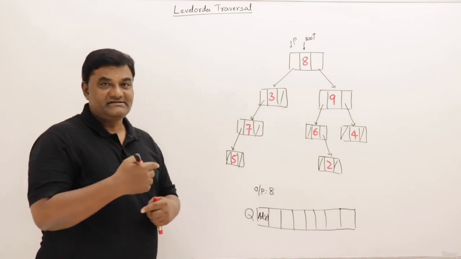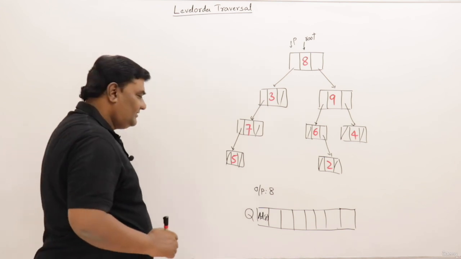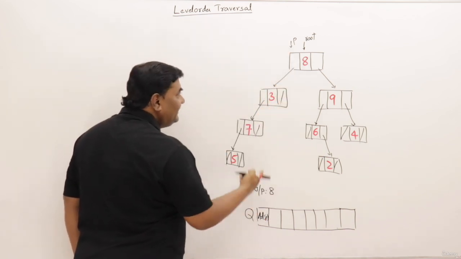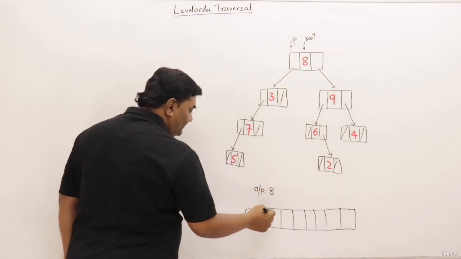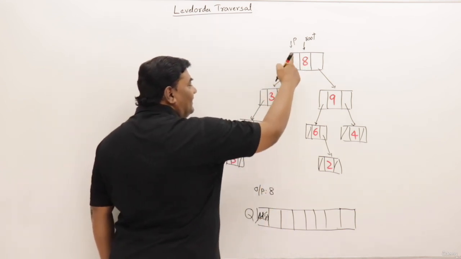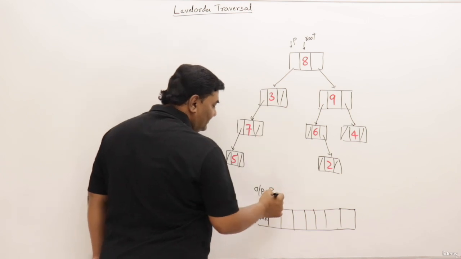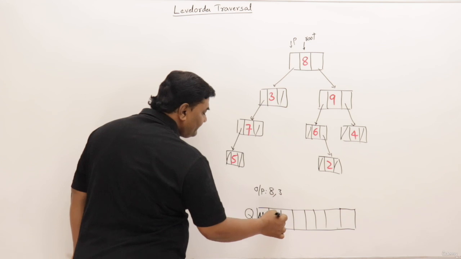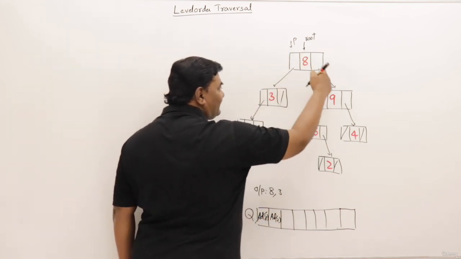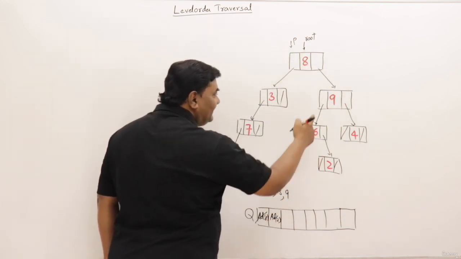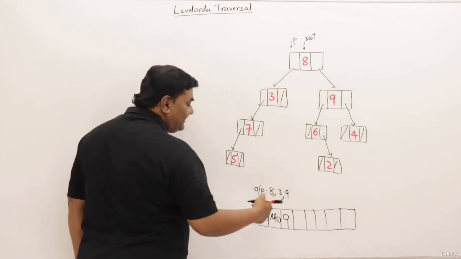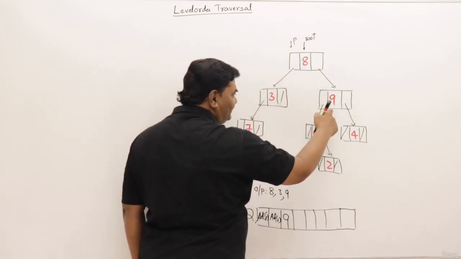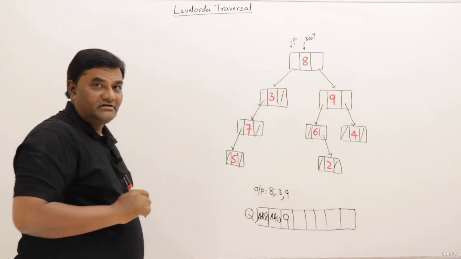Now the step is a repeating step. Take out an address from the queue and give it to P. That is the address of 8 only. So P will point on 8. Then visit its left child, 3. Insert the address of 3 into queue. Then visit its right child, 9. Insert the address of 9 in the queue. So using P, we have visited left child as well as right child. Now the work is over.